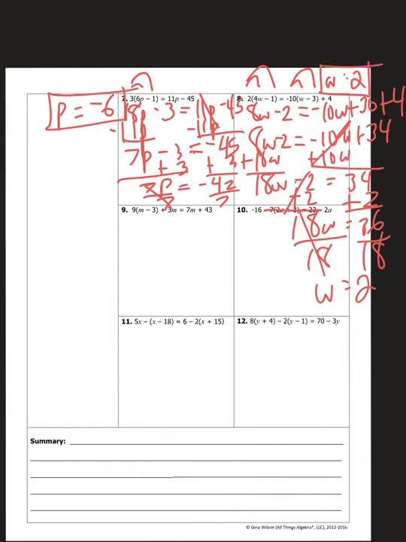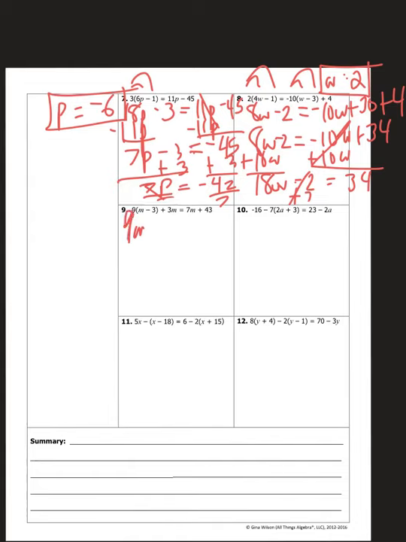Okay. Need to erase this. Okay. Number 9, distribute. Let me erase a little better here. Number 9, distribute 9. So 9m minus 27 plus 3m equals 7m plus 43. Combine like terms. 9m plus 3m is 12m minus 27 equals 7m plus 43.